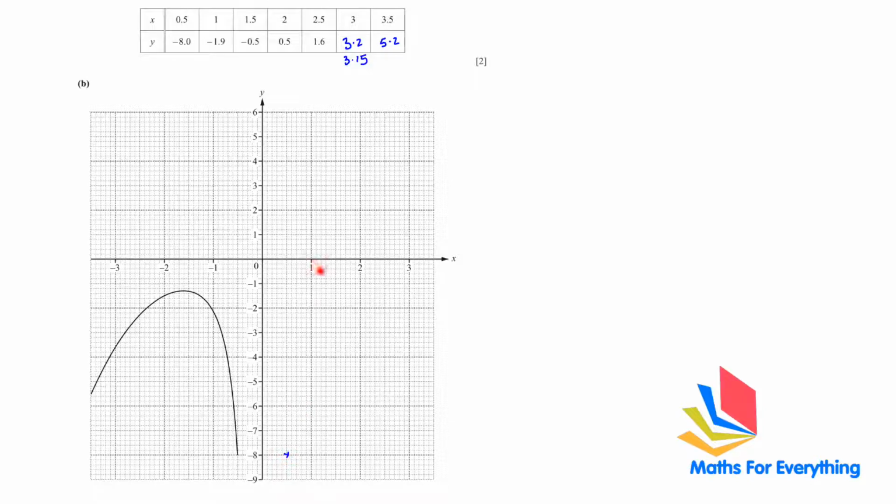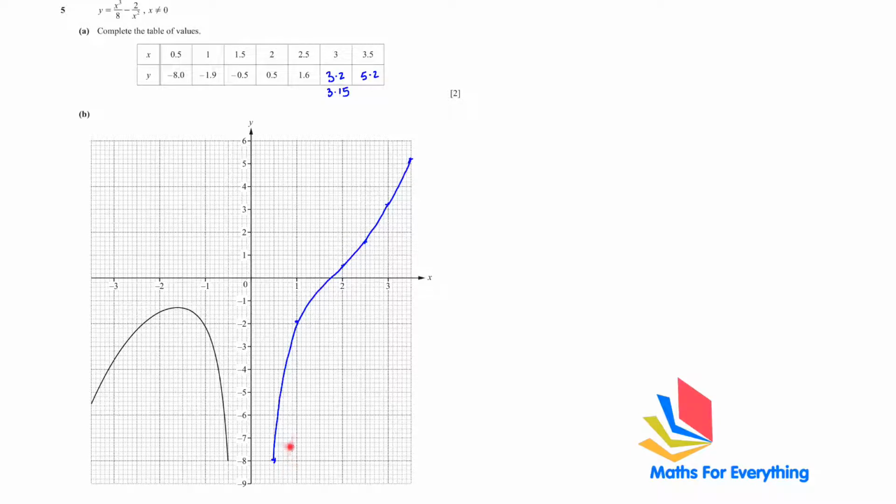And then when it is 1, we have negative 1.9, so it will be somewhere here. 2 is positive 0.5, so it's going to be here. And then the same way we'll plot all the other points. And now we have to join them into a smooth curve. So this is how your graph will look after you join the points together.